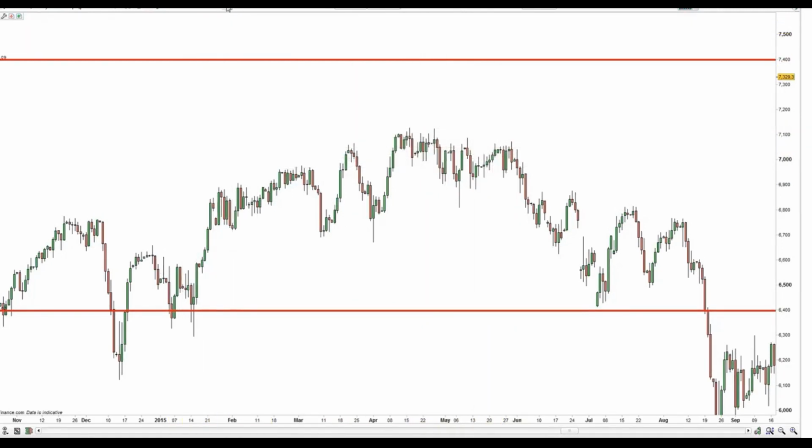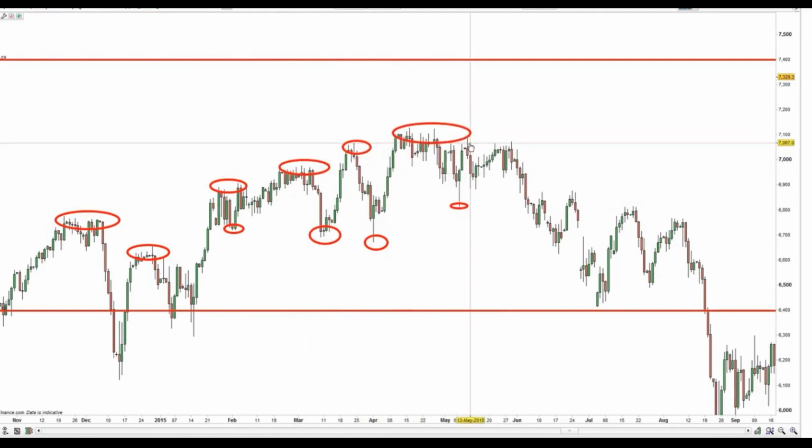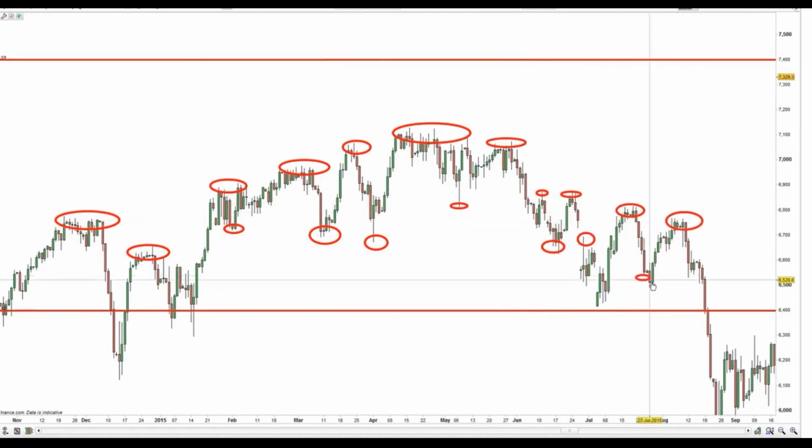And to plot these areas, I'm going to take my circle tool and first pick out all the reactions that I can see on this particular region of price action. So as I said before, I'm just picking out all the reactions where price has either reversed or stalled, and I'm just highlighting them so I can see them more easily.